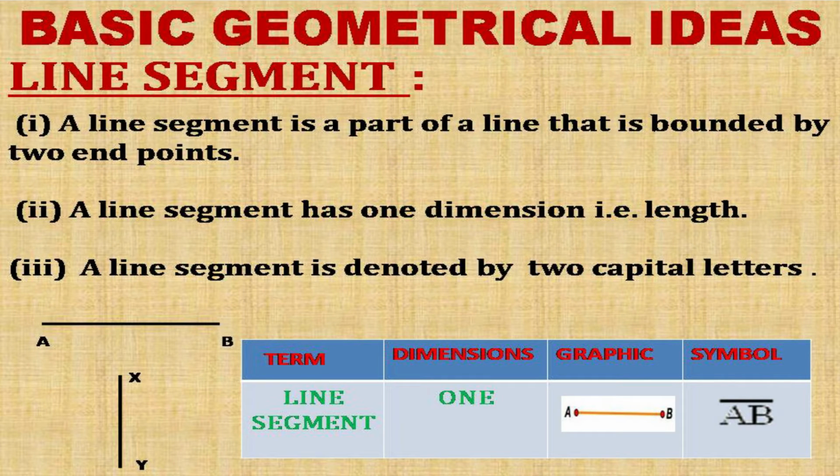A line segment is a part of line that is bounded by 2 endpoints. A line segment has one dimension, that is length. A line segment is denoted by 2 capital letters, and you can see the example of 2 line segments on your screen, AB and XY. And in the table you can see how we represent a line segment by using the 2 capital letters and a line over the 2 capital letters, which represents a line segment.